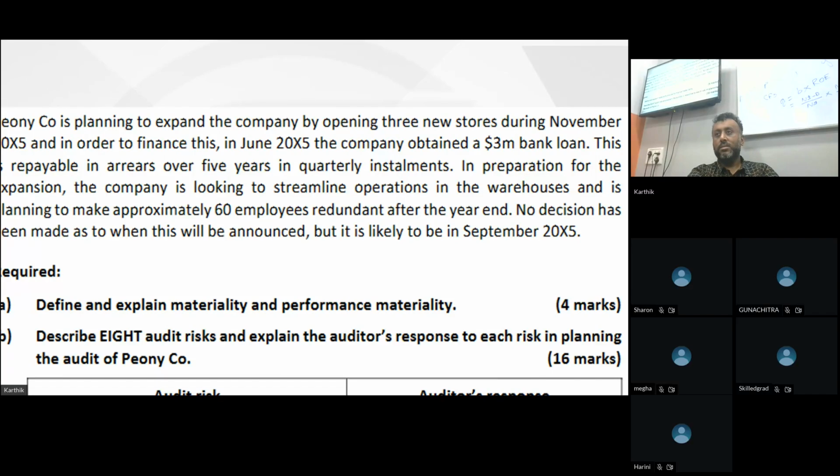Who said that? Very good. Timing of the announcement is important. Provision before, after the year end date, before the year end date. Very good, Advait. The timing of the announcement is the key here. No decision has been made. In case an announcement was made in September X5, then definitely a provision has to be created because it was done before the year end.